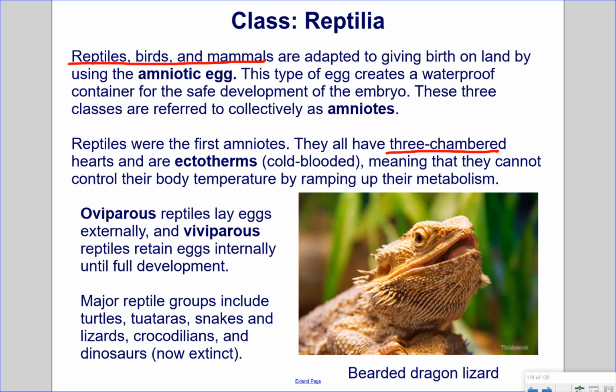Oviparous reptiles lay eggs externally, and viviparous reptiles retain eggs internally until full development. Major reptile groups include turtles, tuataras, snakes, and lizards, crocodilians, and dinosaurs, which are now extinct. Pictured here is the bearded dragon lizard.